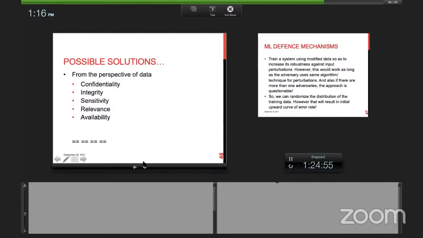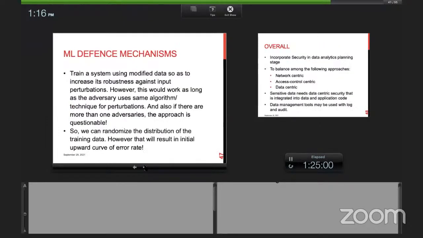And the availability of the data, obviously, is always very important. So the defense mechanism for our machine learning may be to train a system using modified data so as to increase its robustness, right? Because we would like the system to be able to handle or deal with the attacks that we have talked about.